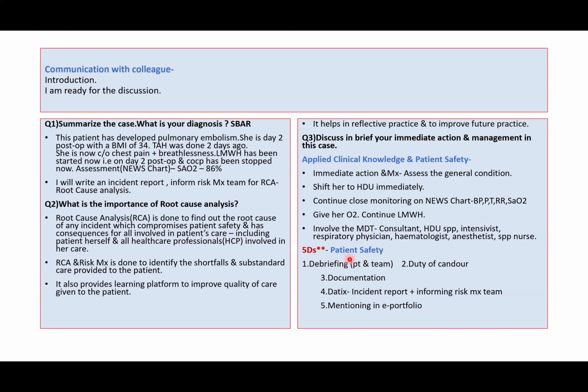Then talk about the clinical governance management. I will be debriefing the patient and the team, perform the duty of candor, complete documentation, and complete the datix, that is filling the incident report and informing the risk management team and mentioning in the e-portfolio.